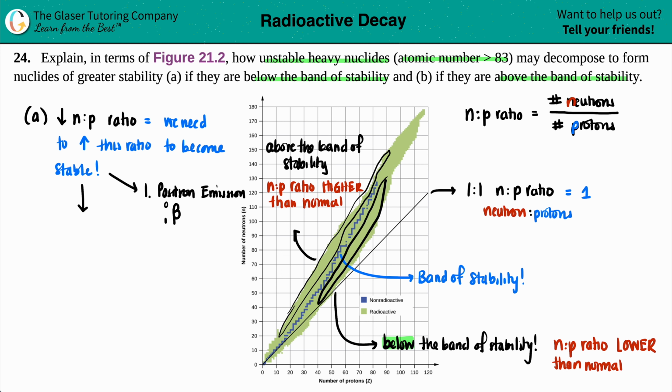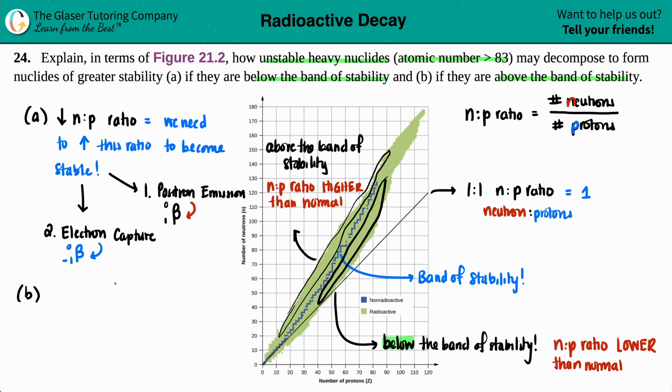So you could either emit a positron, which means that you would be releasing a positron in the atmosphere, or the second thing you could do is the opposite, and you can capture an electron. So they call it electron capture. Electron is the beta, so we still put a B here for beta, and the true form of an electron is the -1 and the 0 up on the top. Both of these will allow you to increase your N to P ratio, and then you would be closer to the band of stability.